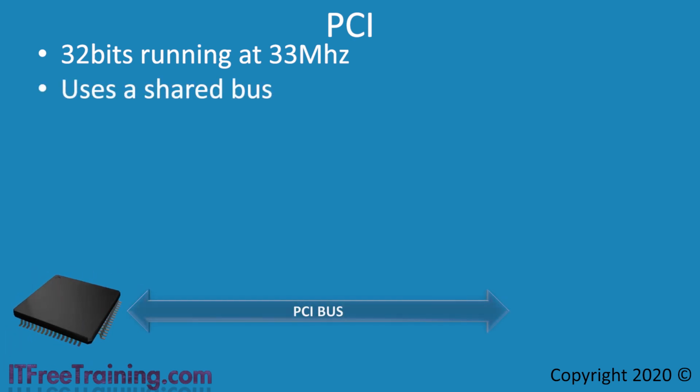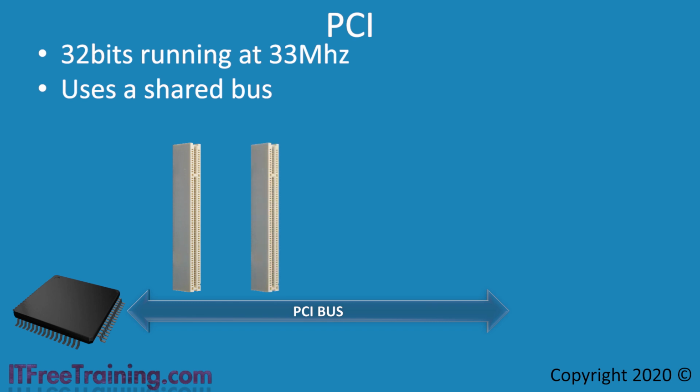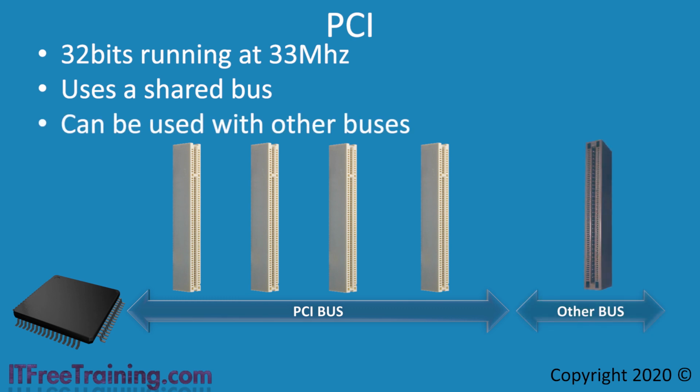PCI uses a shared bus, so up to 5 devices could be attached to the same bus, with each device having 8 different functions. PCI also supported bus mastering, which allowed the device to transfer data into memory without using the CPU. The big advantage of PCI is that it can be used with other buses. This was one of the big reasons that PCI took off.